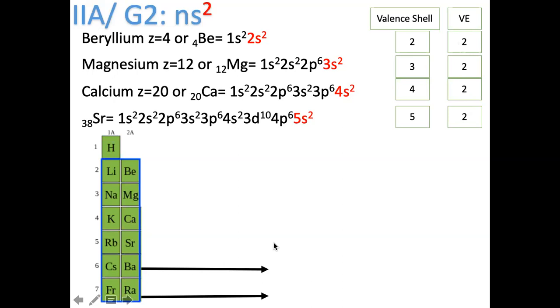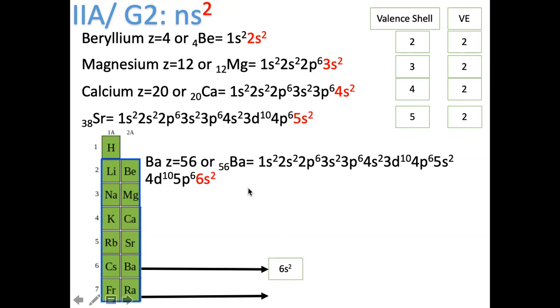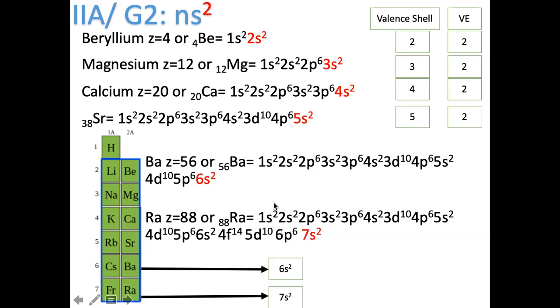Now, how about barium? Can you guess what would be the ending of barium? I guess you'll be right. That would be 6s2. And so if we do the electronic configuration of barium, that would be 6s2. And how about for radium? Radium would be 7s2. Let's do the electronic configuration. That would be now the electronic configuration of radium. If you count for radium, 1, 2, 3, 4, 5, 6, 7.